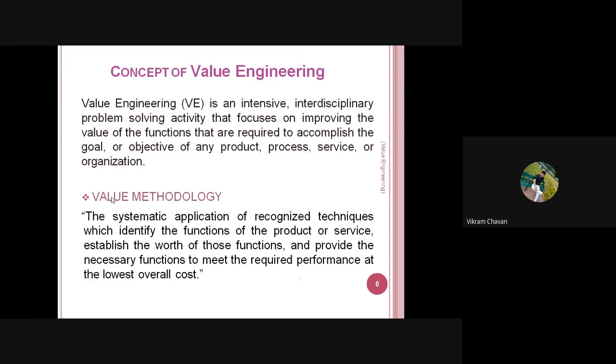What is meant by value methodology? Okay, so methodology means what? How to perform this particular task. Like value engineering and value analysis.